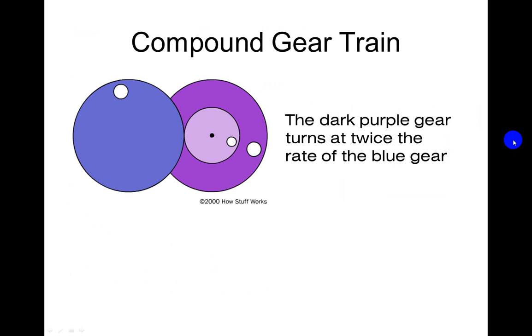Let's talk a little bit more about that. In this compound gear train, notice the dark purple gear is going to turn twice the rate of the blue one. Even though these are the same size, they are going to rotate at different speeds because it is meshed with the smaller one. They're sharing a shaft. So this one is going to turn faster, making the one on the bottom turn faster. And if it was twice the size, we're looking at twice as fast.